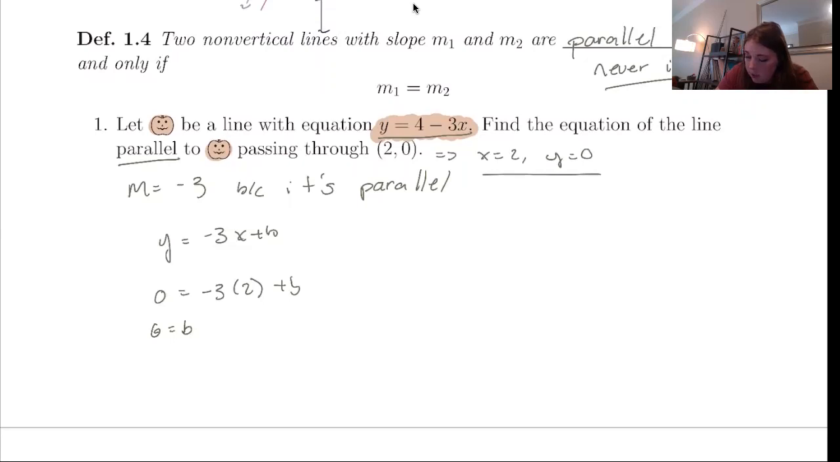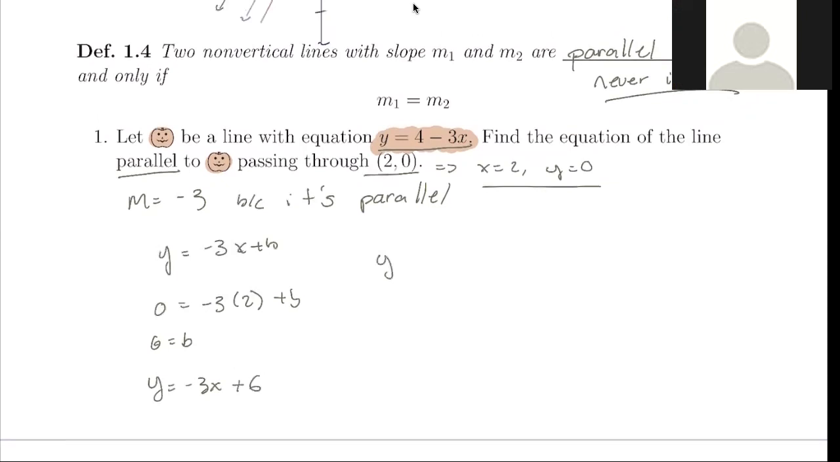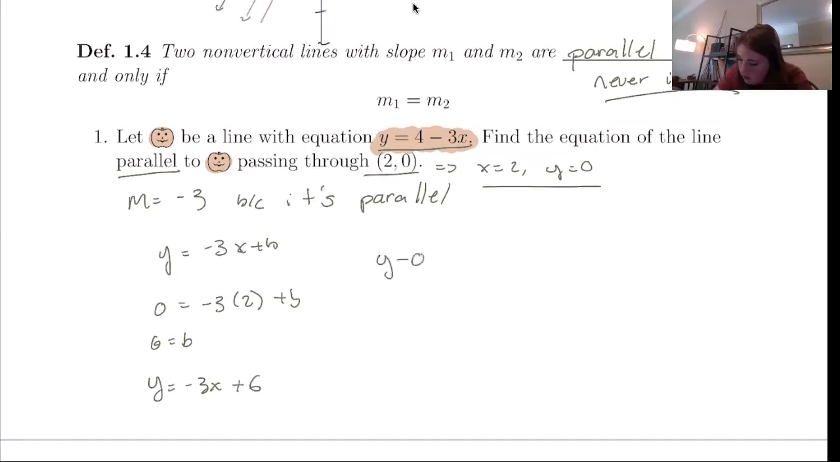If you wanted to put it in this form, slope-intercept form, or we already have a point that goes through that line, so we can just easily do point slope, right? So y minus 0 equals -3 times x minus 2, which will give us y equals -3x plus 6. That's another way of writing it, which you can see is just the same as that.